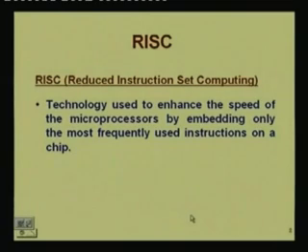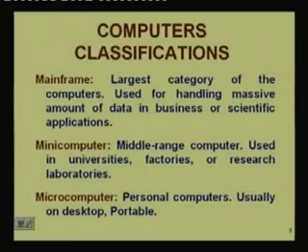Then sometimes we have the RISC computers, the reduced instruction set computing technology used to enhance the speed of the microprocessor by embedding only the most frequently used instructions on a chip, right. So, instead of crowding the chip with too many instructions, you have only a reduced instruction set. Because you have the reduced instruction set and the rest of it is done through computation, the machine can actually become faster. So, this is a special type of instruction set.